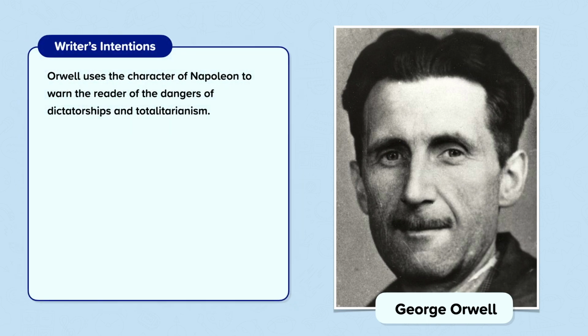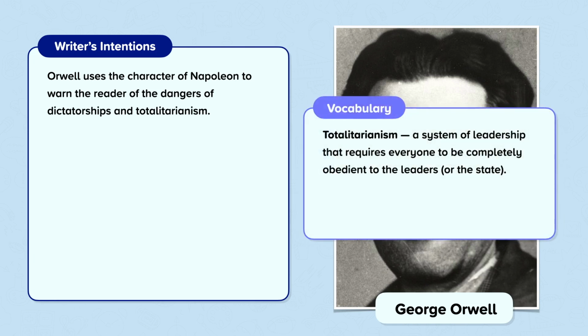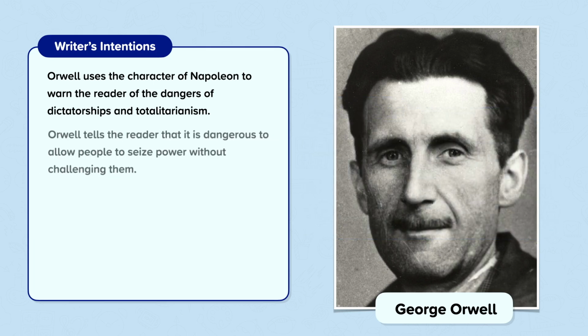Writer's intentions. Orwell uses the character of Napoleon to warn the readers of the dangers of dictatorships and of totalitarianism. Totalitarianism is a system of leadership that requires everybody to be completely obedient to the leaders or to the state. In a totalitarian system, no one is allowed to say anything against the leaders or the state. Orwell tells the reader that it is dangerous to allow people to seize power without challenging them.